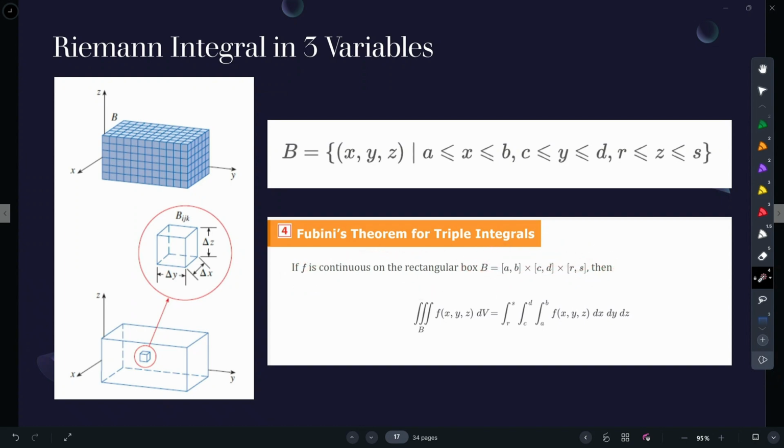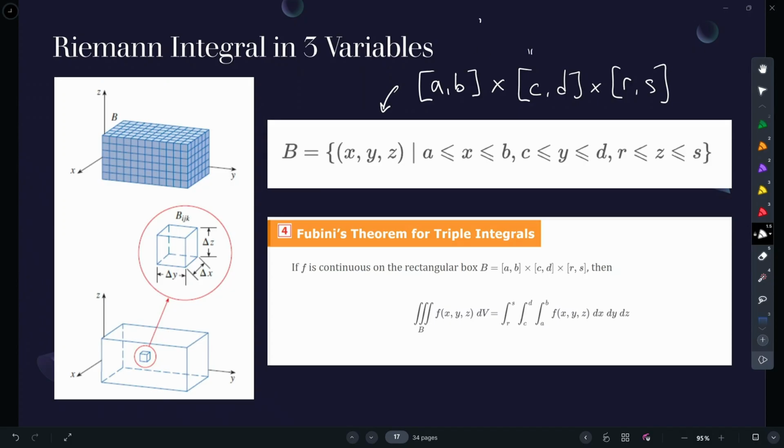By the way, a box like this, we call it the triple Cartesian product from a to b, c to d, r to s. This means that it includes triples where the x, the y, and the z are in those intervals between a and b, c and d, and r and s.